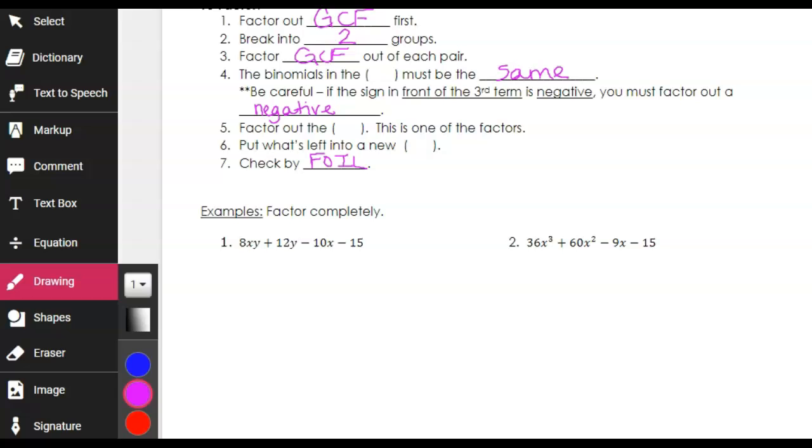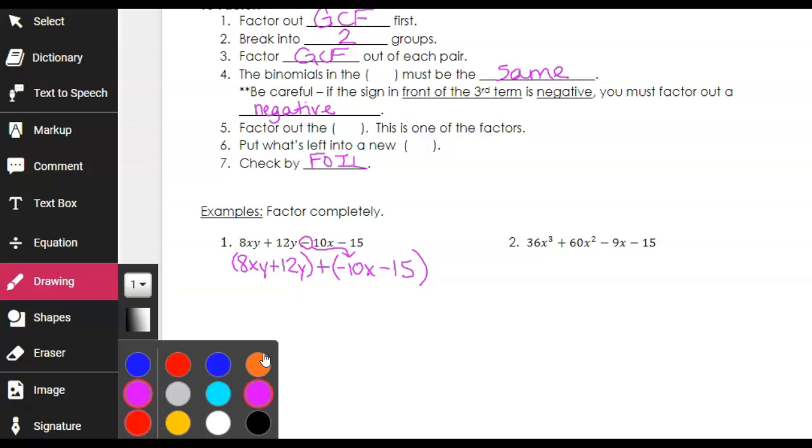Next, I want to break this into 2 groups. So the first 2 terms make up the first group, 8xy plus 12y. And the second 2 terms make up the second group. Now, I do want you to notice something. If there is a minus sign here, then whenever you make your second group, you need to put plus, and then this minus sign needs to go inside of the parentheses to make this a -10x minus 15.